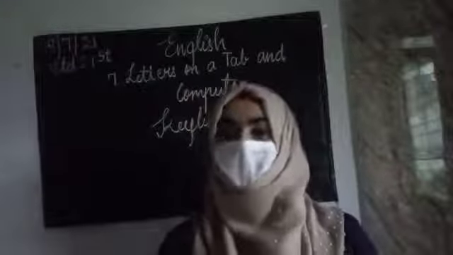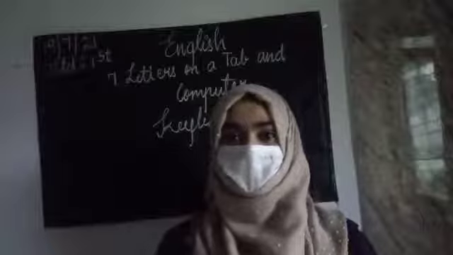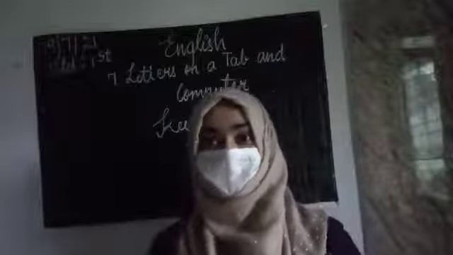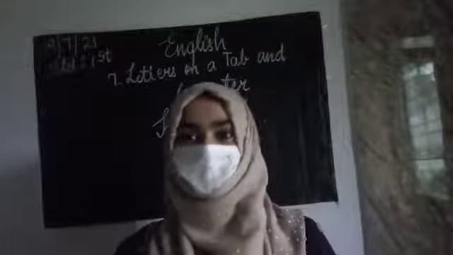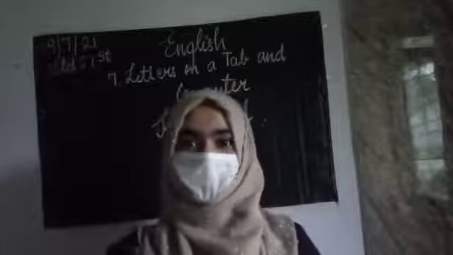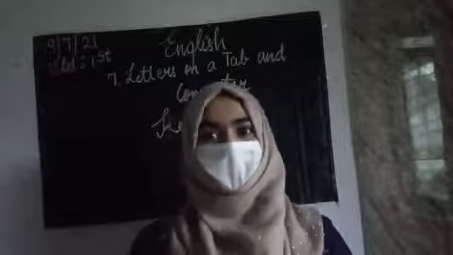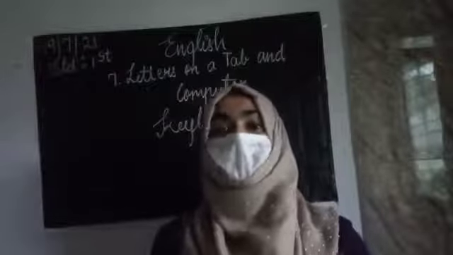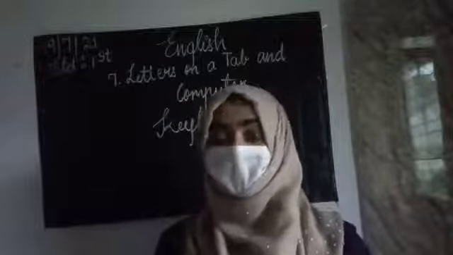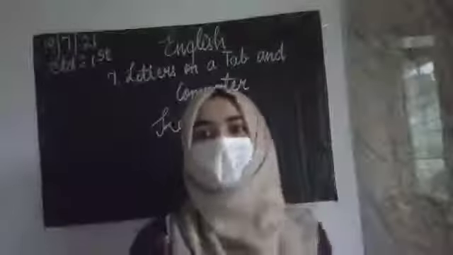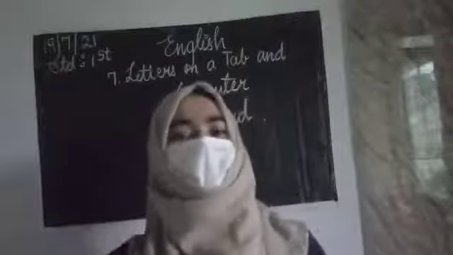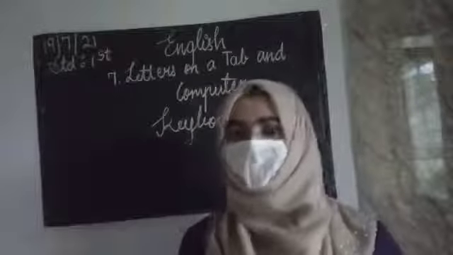Okay, so first of all, tell me how the alphabets are arranged. A, then B, then C, then D, then E, F, G and so on. Yes or no? First A, then B, then C, then D, then E, then F and so on. But have you seen phones? How are they arranged in the phones or in a laptop? So today we will see the letters on a tab and on the computer keyboard, meaning how the letters are arranged on them.